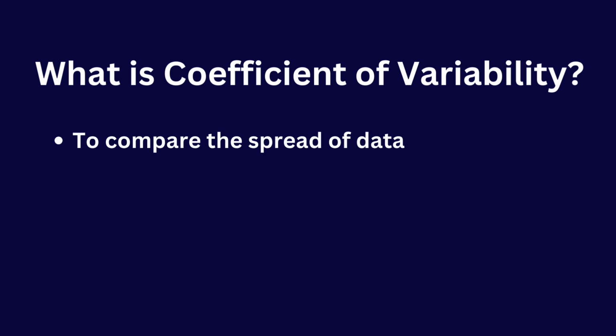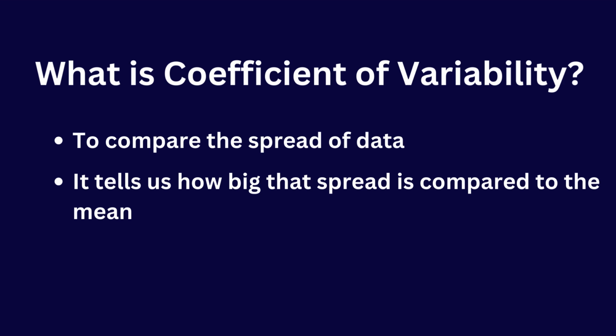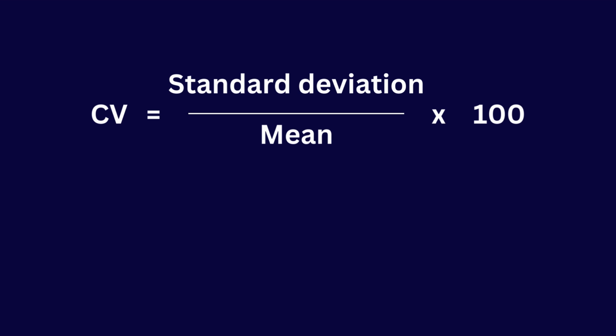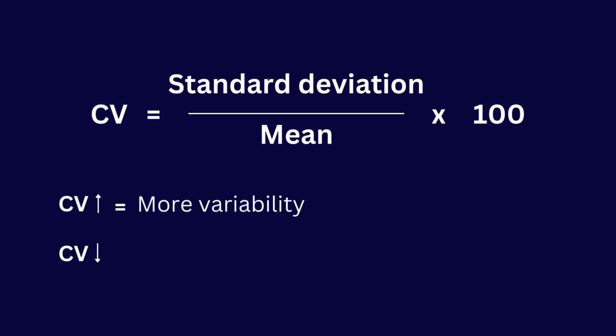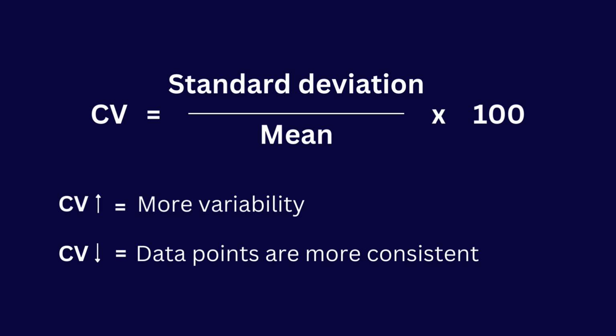The CV is a way to compare the spread of data, but instead of just looking at the standard deviation, the CV tells us how big that spread is compared to the mean. It's like asking how large the variation is compared to the average. So this is the formula to calculate CV. CV equals standard deviation divided by mean, and then multiplied by 100. This gives us a percentage value. A higher CV means more variability, while a lower CV means the data points are more consistent.